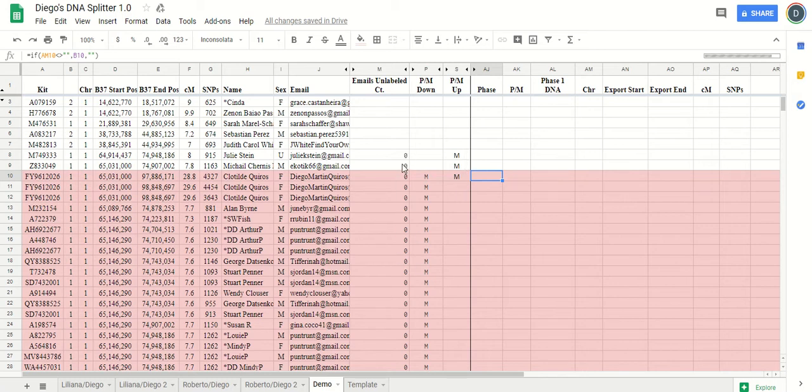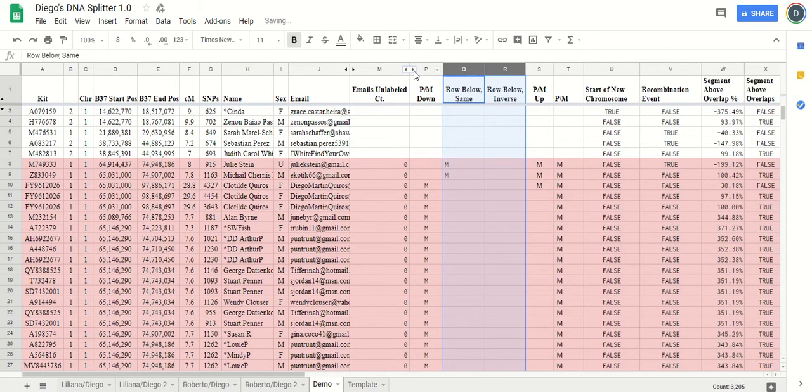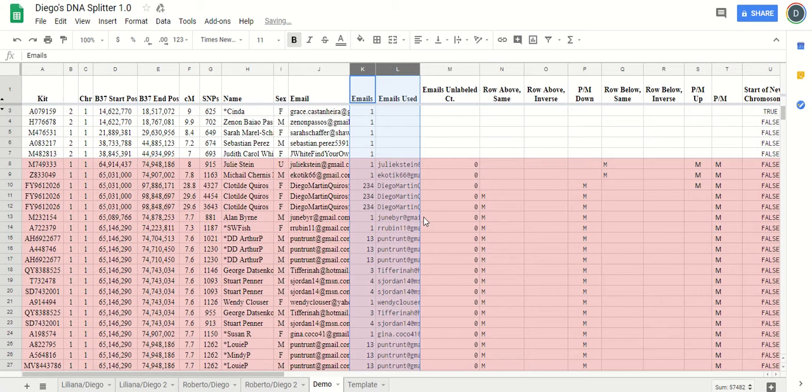How does it know how many times this email shows up, how many times it's been used, and how many fragments there are associated with the email that have not been set as maternal or paternal? So the first thing to do is to expand all these columns to reveal the formulas. And here for the email part, in order to calculate this, we need these three columns here and this one here.